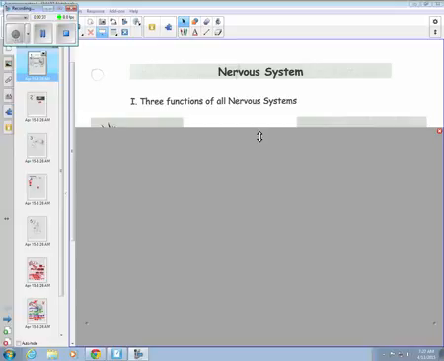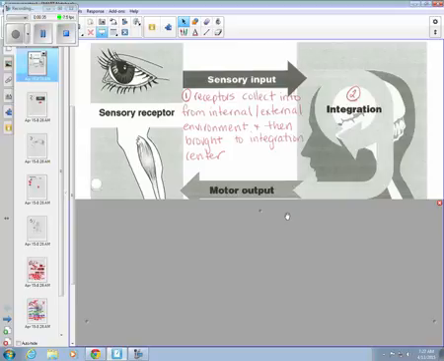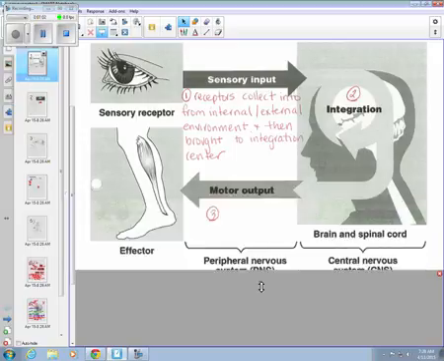So here we go. All nervous systems can do three things. They can receive a message, they can interpret the message, and then they respond to it in some way. So the first step would be that there are some receptors. They're going to collect information either internally or externally, and they're going to bring the information to the integration center. Now the picture here shows the human brain, but not all organisms have that same structure. So we keep the term general, integration center.